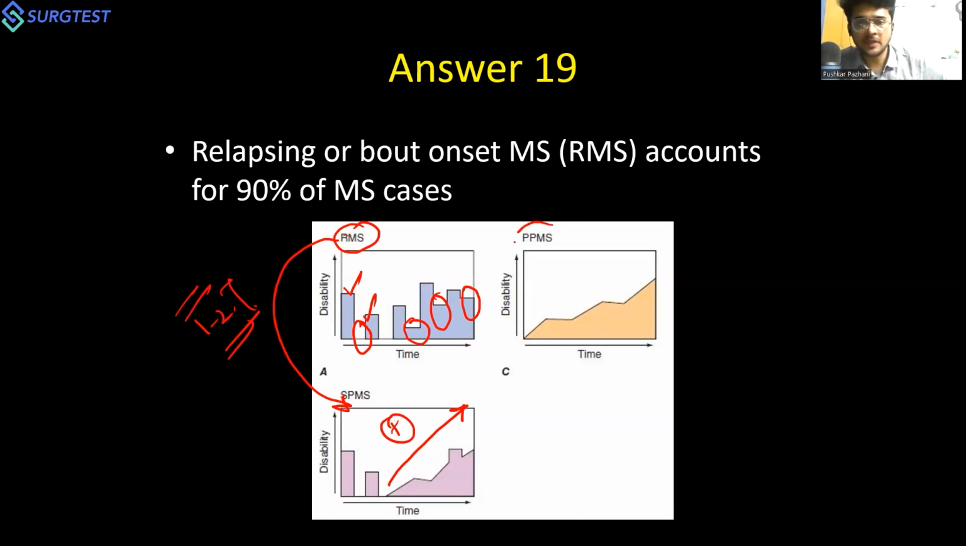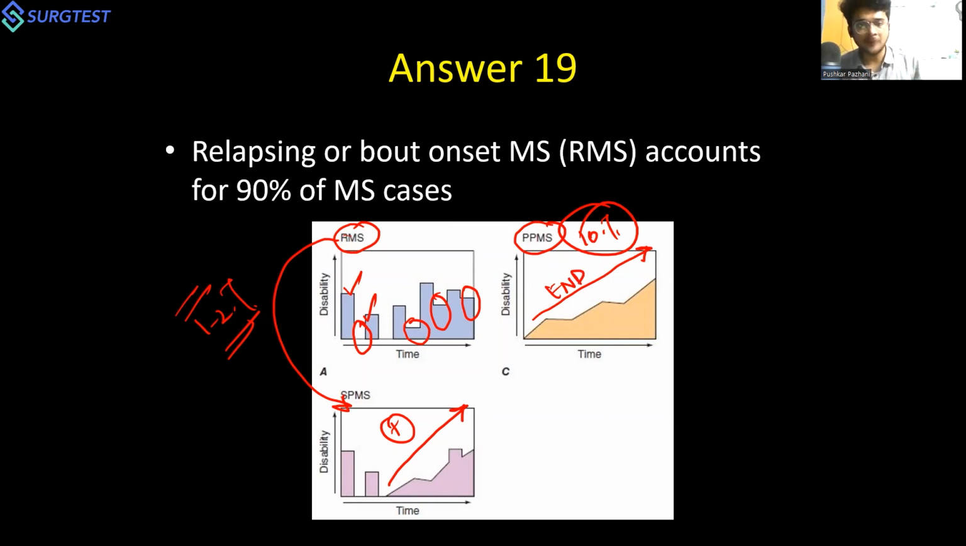And then we have PPMS, a very interesting one and sometimes very difficult to diagnose actually. This is 10% of all MS cases. The patient does not have any relapses at all. They're not going to present to you acutely with a myelitis or an optic neuritis, but over time, they slowly acquire focal neurological deficits. So it is primary progressive. So these are the three types.